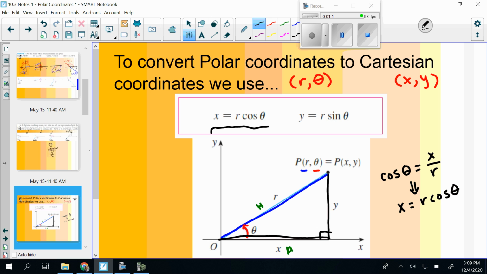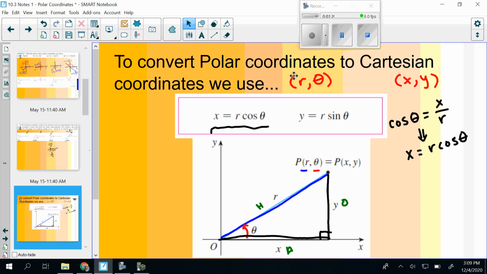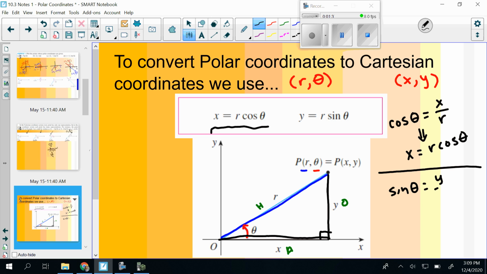If we want to find y, we do something similar. That's our opposite side. And so doing something very similar here with opposite and hypotenuse, which is sine. Sine of our angle would equal y over r. And then again, doing some multiplying, we get that y would equal r sine theta. So that's our conversion to find y.